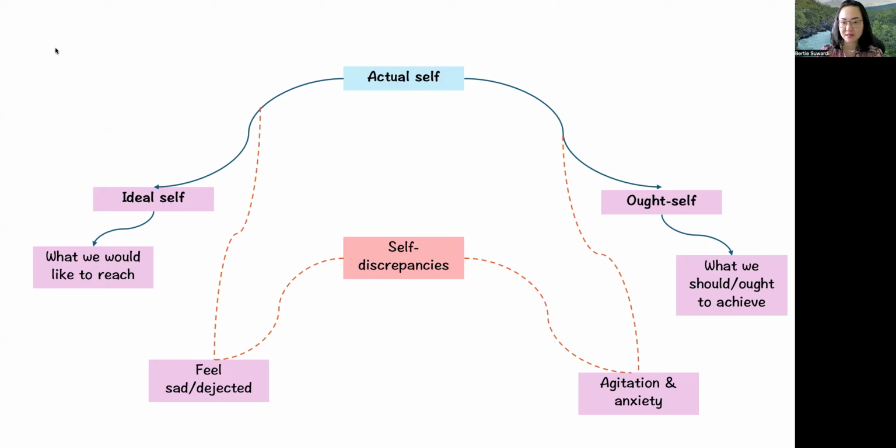I will repeat this. Discrepancy between the actual self and the ideal self is feeling sad or dejected, while discrepancy between the actual self and the ought self is the experience of agitation or anxiety.